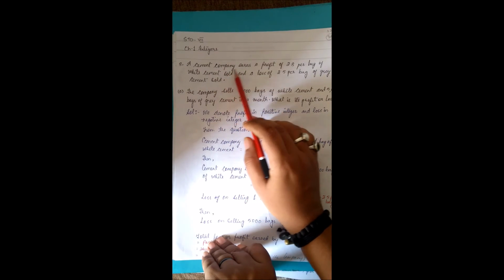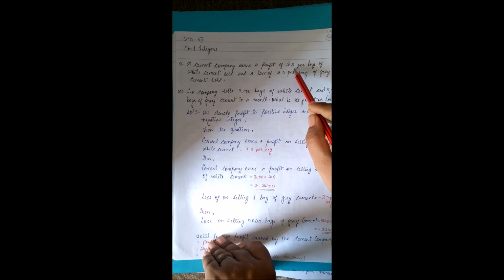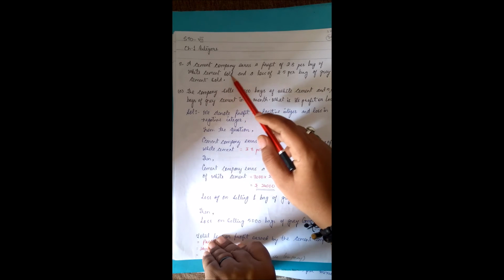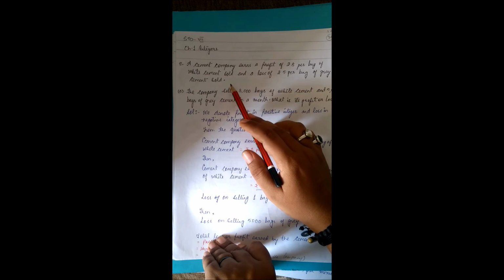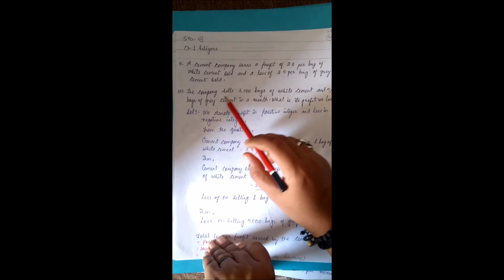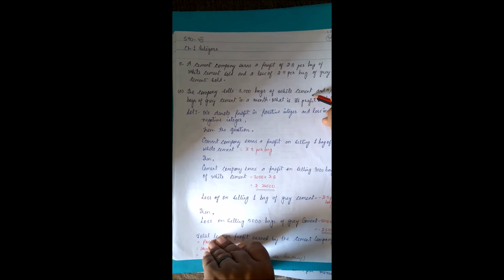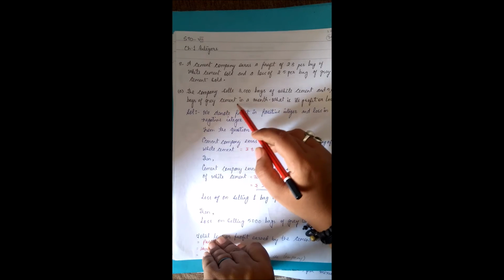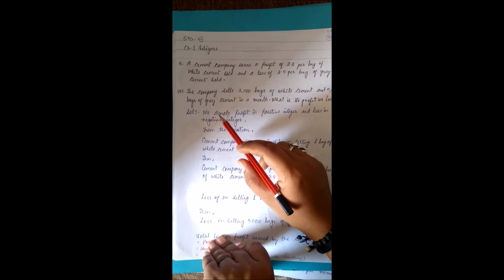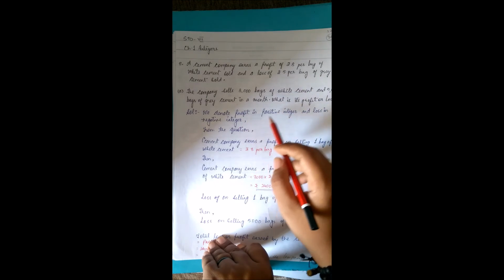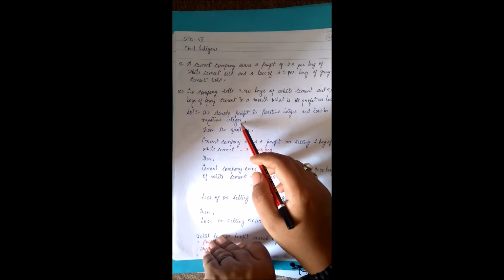Now, a cement company earns a profit of rupees 8 per bag of white cement sold and a loss of rupees 5 per bag for grey cement sold. A company sells 3,000 bags of white cement and 5,000 bags of grey cement in a month. What is its profit or loss? So, we denote profit in positive integers and loss in negative integers.